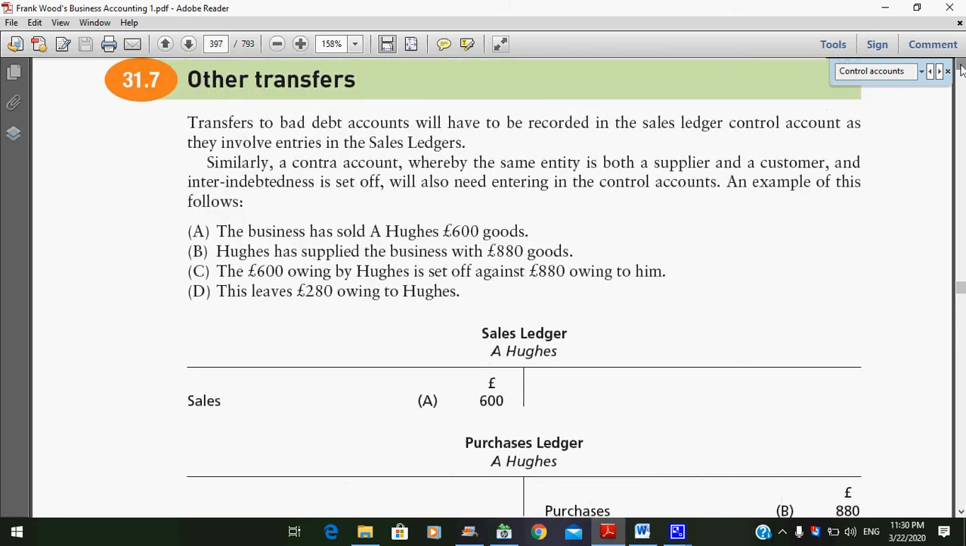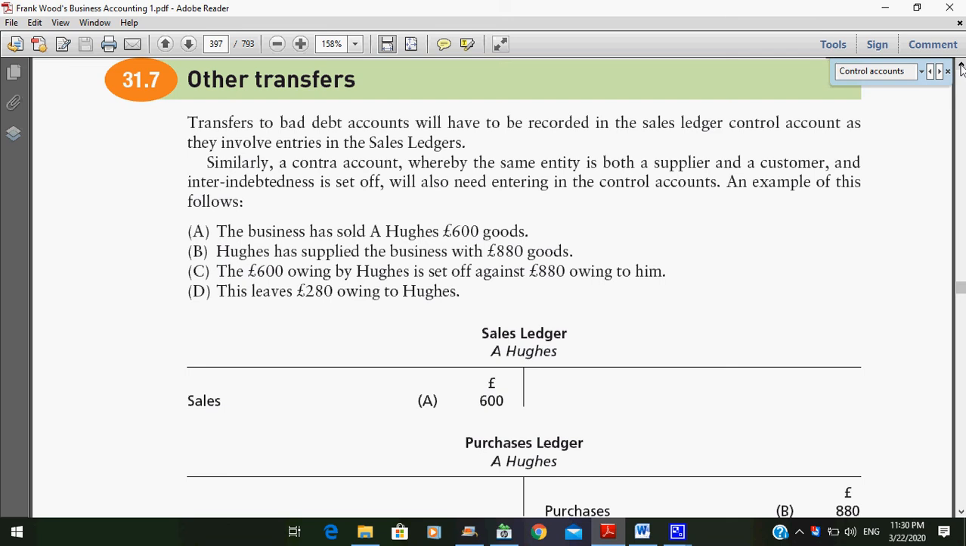Look at other transfers. Transfers to a bad debt account will have to be recorded in the sales ledger control account as they involve entries in the sales ledgers. Similarly, a contra account, whereby the same entity is both a supplier and a customer and inter-indebtedness is set off, will also need entering in the control accounts as well.